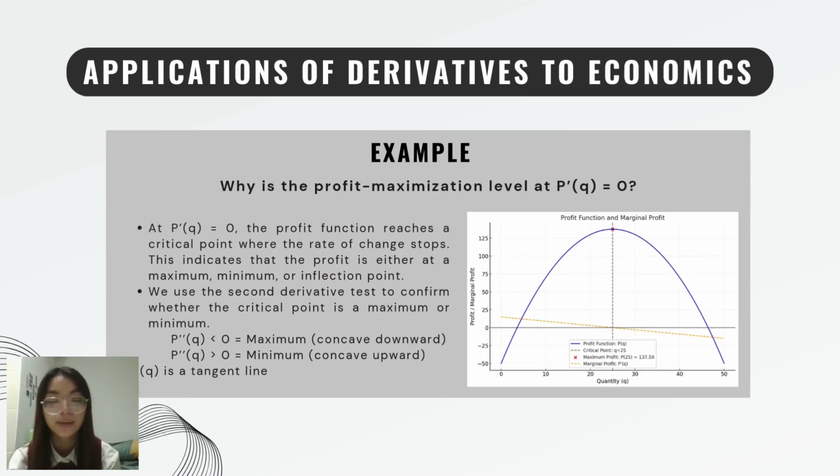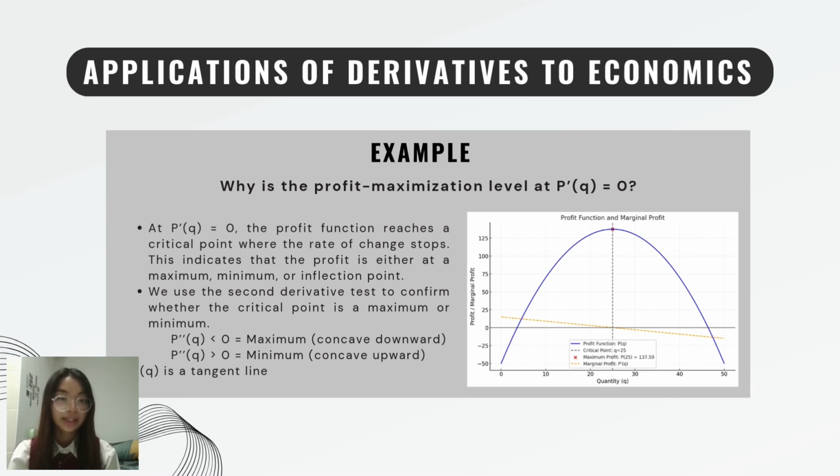Now, why is the profit maximization level at the point where the derivative of the profit function equals 0? The derivative of the profit function is essentially the slope of a tangent line, and when it is set to 0, it means that the tangent line is horizontal. From the graph, you can see that when the tangent line is horizontal, it reaches a critical point. So the profit function reaches a critical point where the rate of change stops. This indicates that the profit is either at a maximum, minimum, or inflection point.